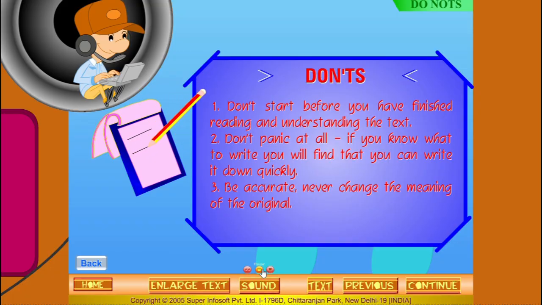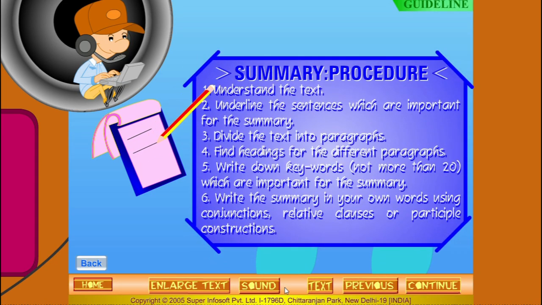Don'ts. Don't start before you have finished reading and understanding the text. Summary procedures. Understand the text. Underline the sentences which are important for the summary. Divide the text into paragraphs.